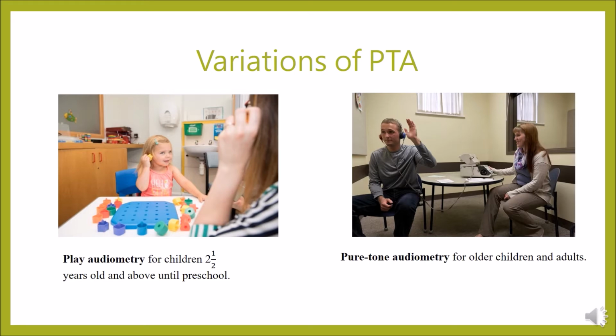There are a few variations of pure tone audiometry, and what we commonly use for screening is play audiometry and pure tone audiometry. Play audiometry is used for children who are 2.5 years old and above until preschool. This method teaches a child to associate a response with a play task, usually by using blocks, figurines, or anything that gains a child's interest.